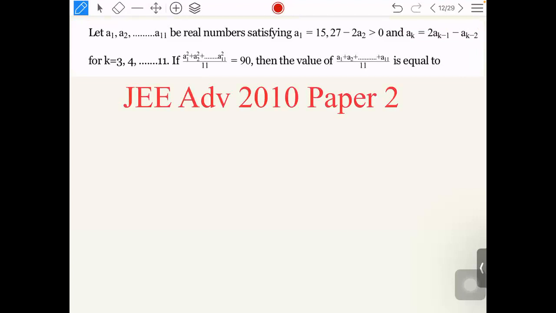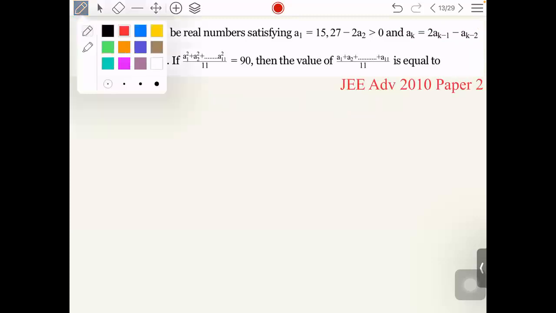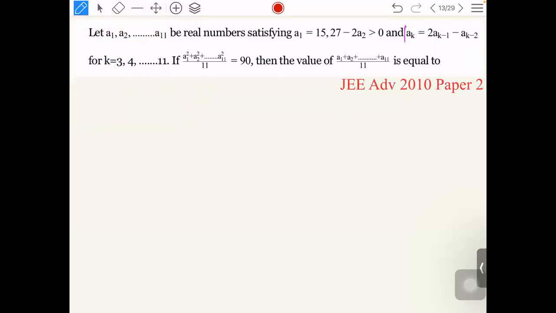First of all, this question. So this question came in JEE Advanced 2010, paper 2. Topic is definitely sequence and series. So let's see how to attempt this question. First thing is this information. If we rewrite this information, what we will get?